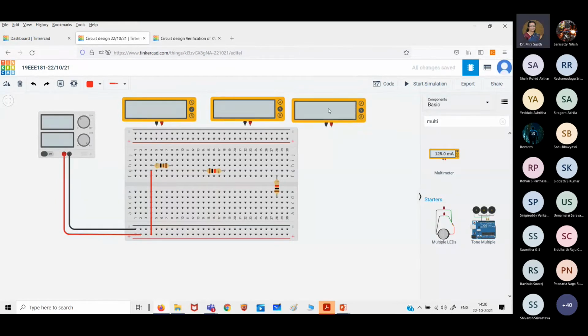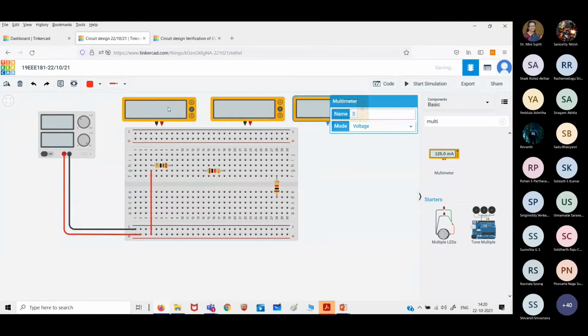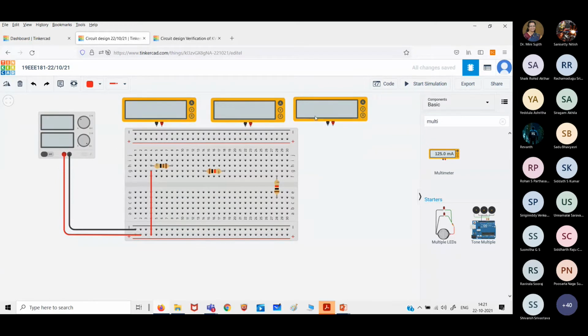So since we have taken these 3 multimeters to be used as ammeter, click it. Once you click, you can see mode is appearing. Press the drop down and select ampere. Similarly, for all the 3, you can change them to ammeter. See, I have changed all the 3 to ammeters. Everyone done? Yes, ma'am.